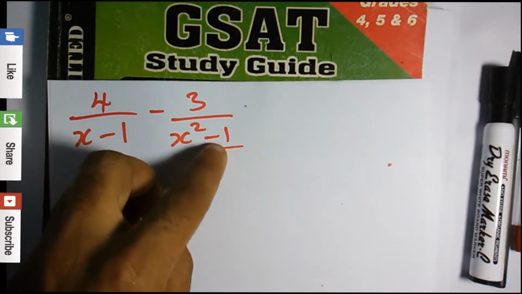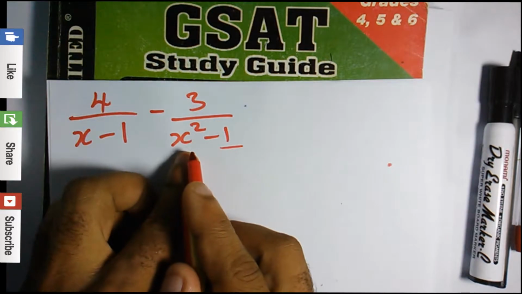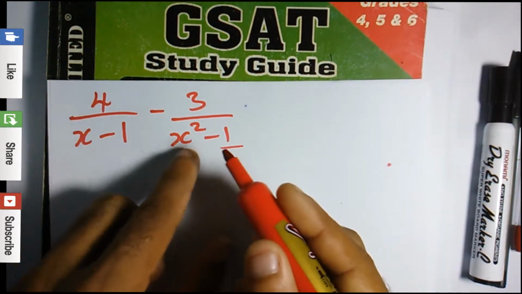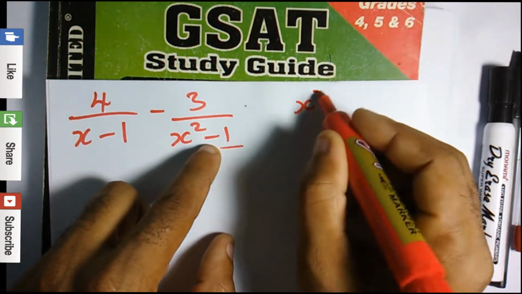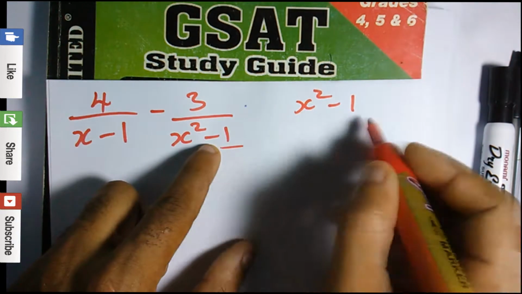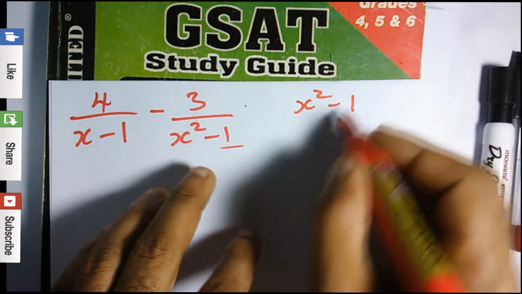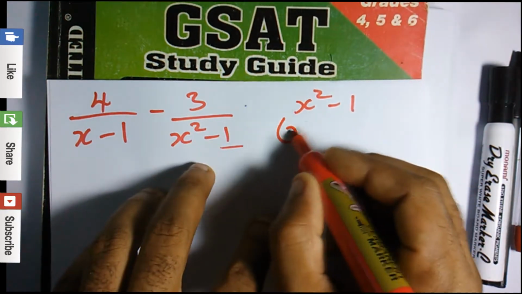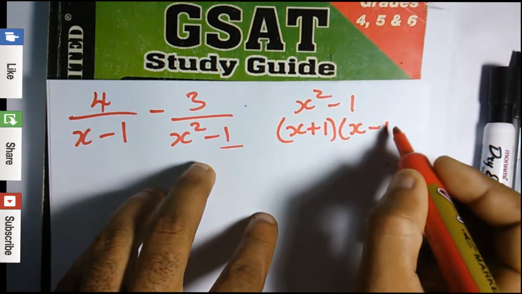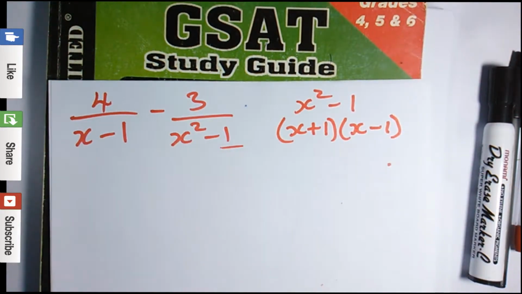This x minus 1, yes, it's different from x squared minus 1, but this x squared minus 1 has in it x minus 1. What do I mean? X squared minus 1 is a difference of two squares. What do I mean by difference of two squares? This x squared minus 1 could be rewritten as x plus 1 times x minus 1.